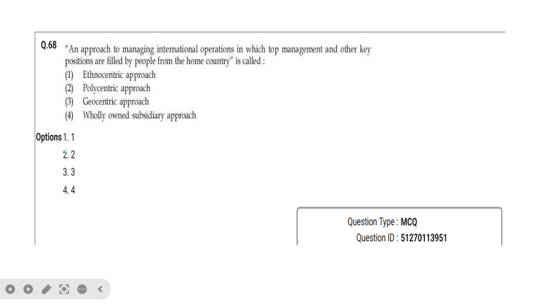Question number 68: an approach to managing international operations in which top management and other key positions are filled by people from the home country is called an ethnocentric approach, polycentric approach, geocentric approach, or wholly owned subsidiary approach. So it's option 1, that is ethnocentric approach.